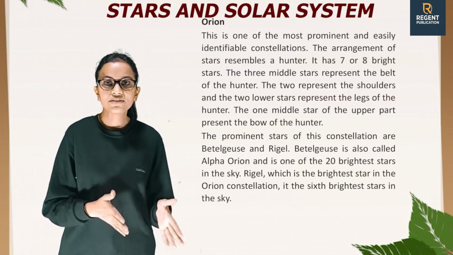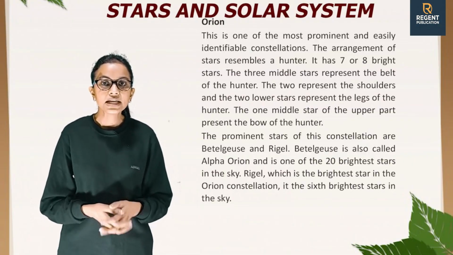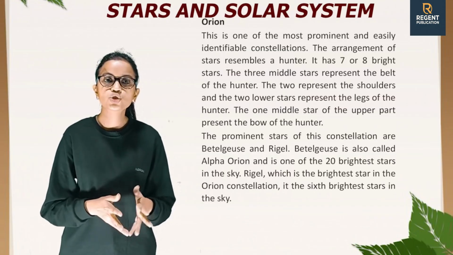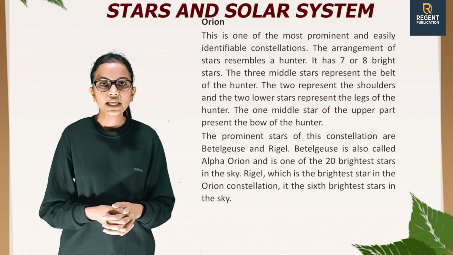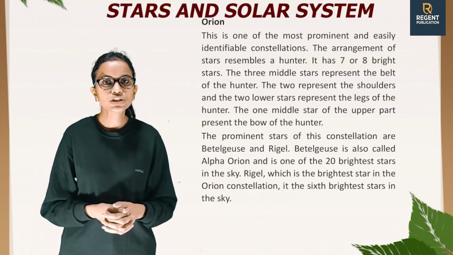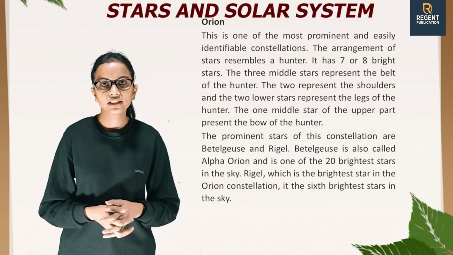It has 7 or 8 bright stars. The 3 middle stars represent the belt of the hunter. The 2 upper stars represent the shoulder and the 2 lower stars represent the legs of the hunter. The 1 middle star of the upper part represents the bow of the hunter. The prominent stars of this constellation are Betelgeuse and Rigel.